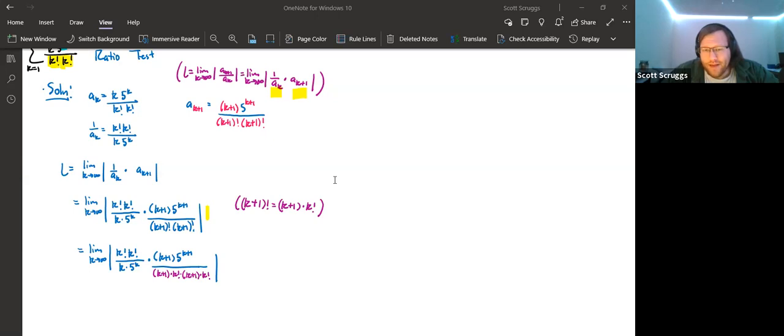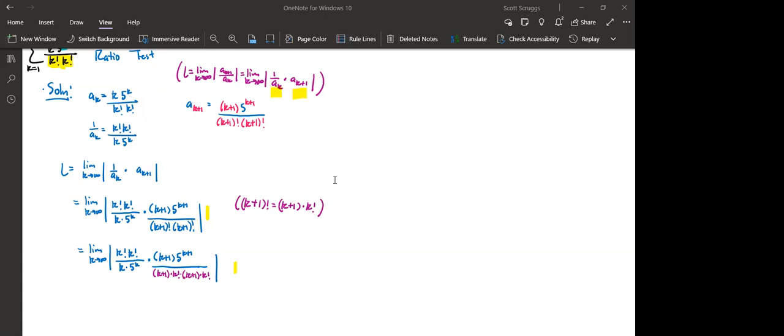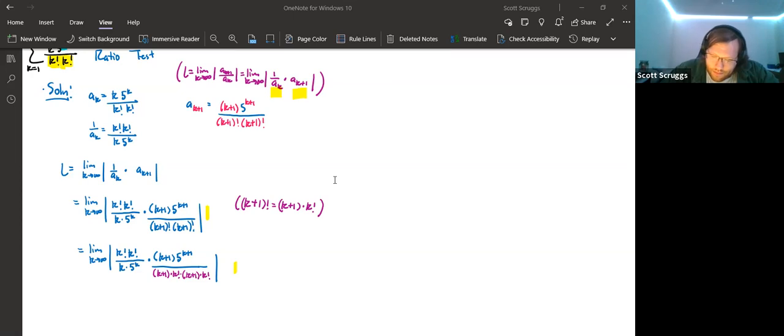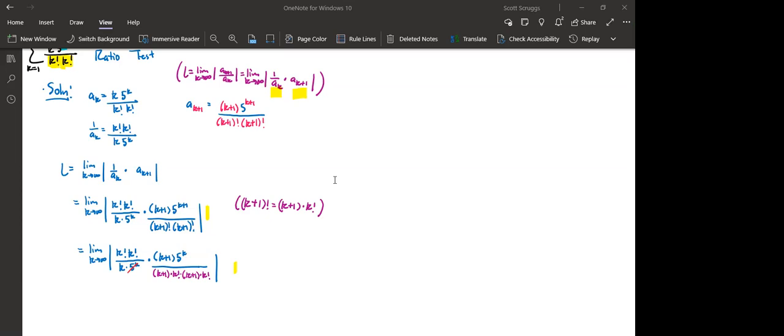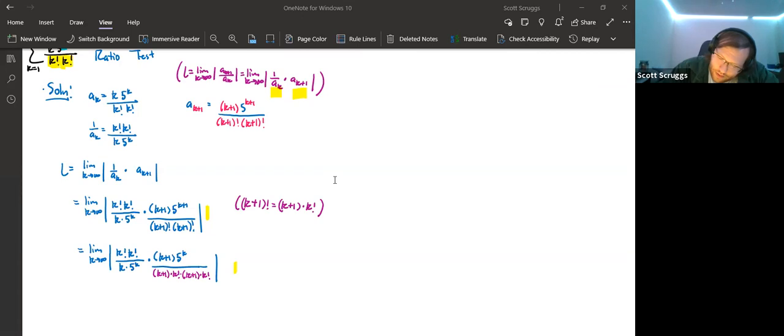to help simplify this limit? We can do 5 to the k times 5 to the 1. Okay. Correct. So let's do that rewriting. So that's correct. And now what else can I do?